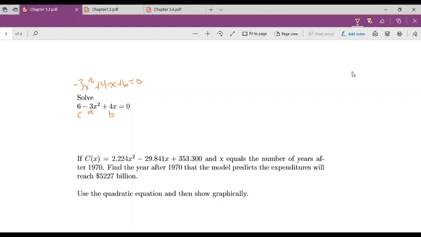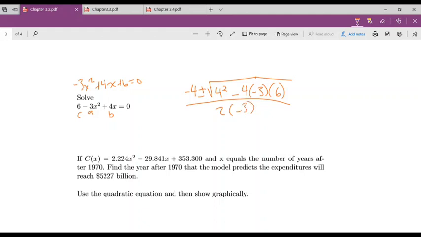So if we use the quadratic formula, negative b plus or minus the square root of b squared minus 4 times a, which here is negative 3, times c, which is 6. And you do have to include that negative. If it's out in front of any of these, you have to include the negative. That's very important. If you don't, you will get the question wrong. All over 2 times our a here, which is negative 3.